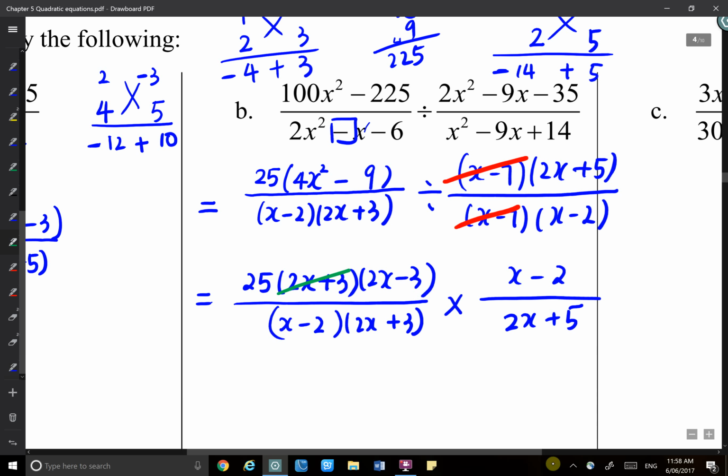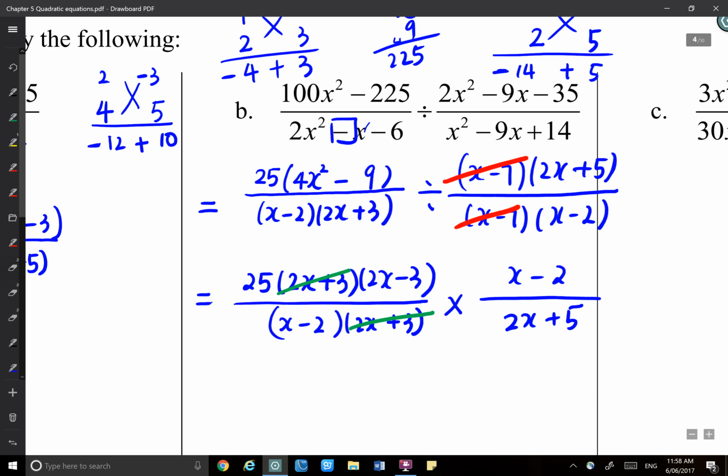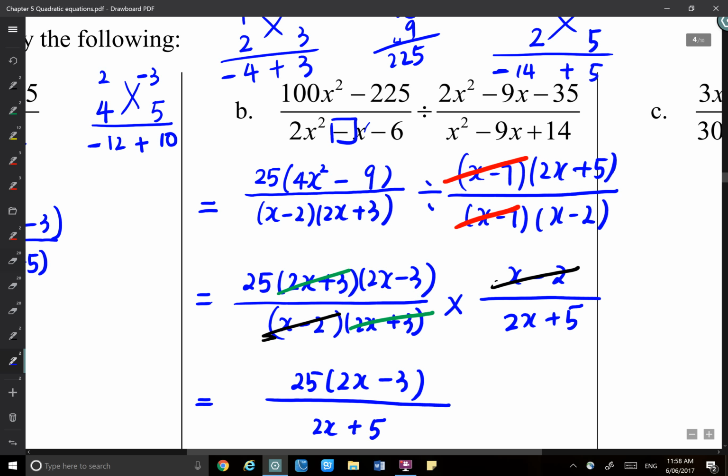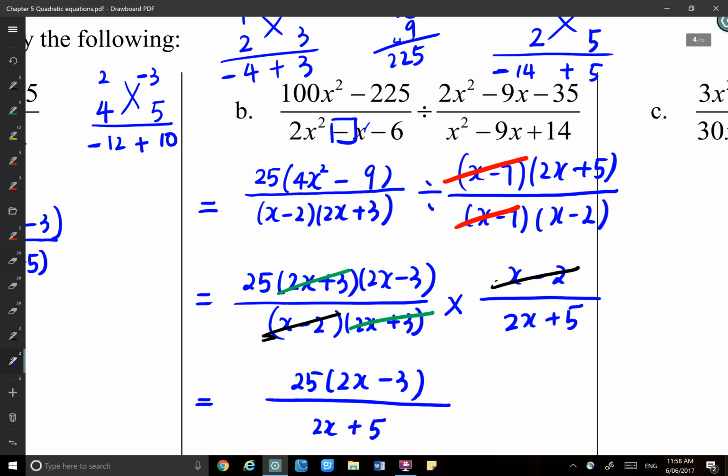I can also cross out that, and I can cross that. So what I've left is 25 times 2x minus 3 over 2x plus 5. If you can correctly factorize that, you can cross out all the common factors, common terms.